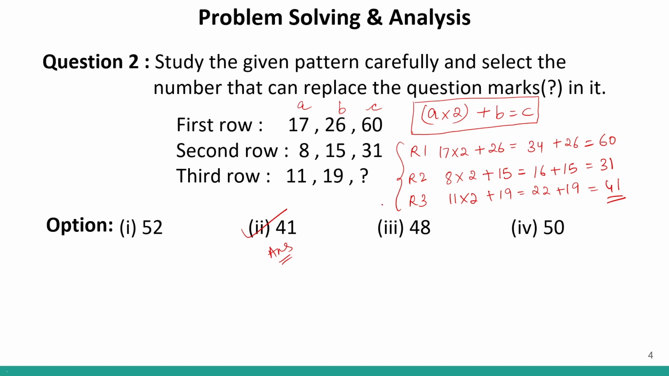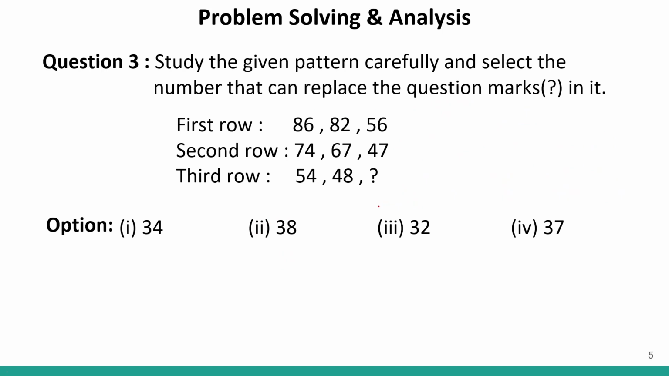Clear? Let us move on to question number 3. Question number 3, again a question of logical grid. Over here, I can see that these two numbers are slightly comparable, but this number is slightly smaller than these two numbers. So 86, 82 is sort of comparable number and 56 is smaller.